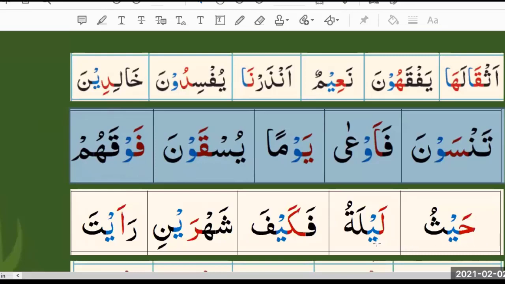Next. Haysu. Laylatu. Faqayfa. Little bit longer, Faqayfa. Shahraini. No, it's a fatha. Shahraini. Yeah. Ra'ayna. No, the last letter is ta. Ra'ayta. Okay, Jazakumullah, well done.